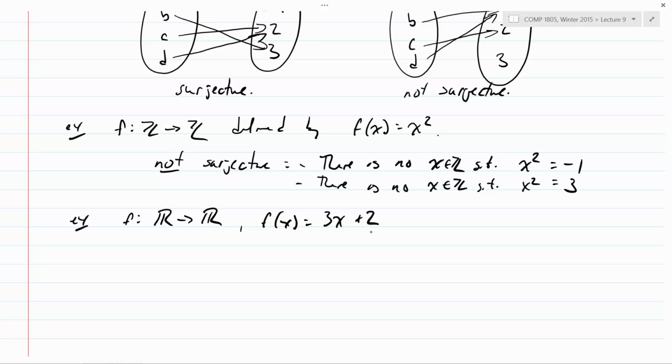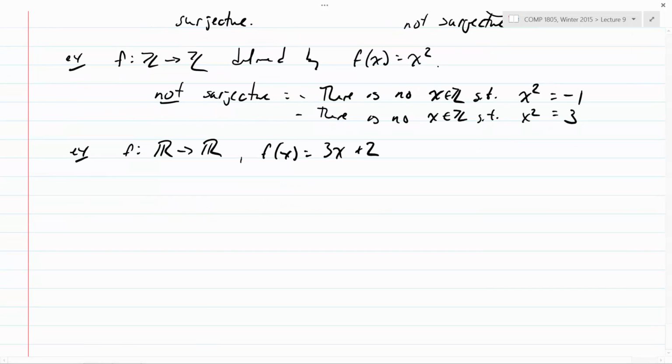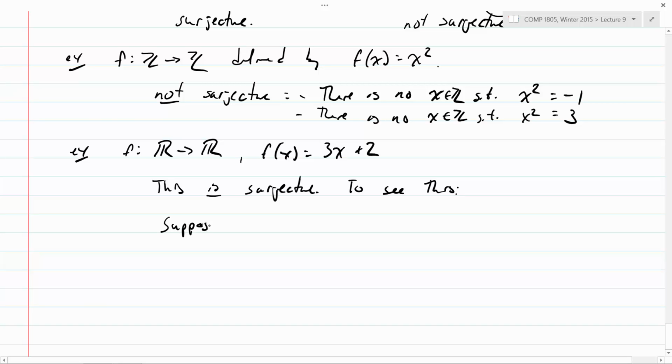Okay, but that's just intuition. That's not a proof. This is surjective, but we need to prove it. So to do that, suppose we have some image that we want. What pre-image gives us that image? So suppose we have image y. What pre-image gives us y?